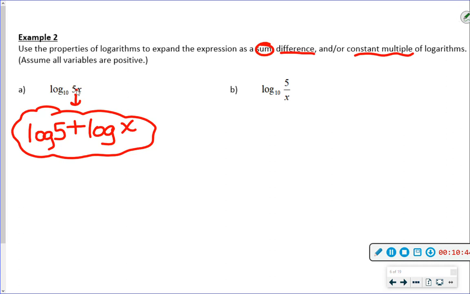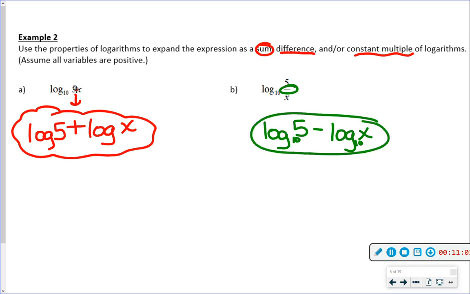I love it. Quotient expands to subtraction. So log of the numerator minus log of the denominator. And again, since it's base 10, I just didn't put the tens on. You can put the tens on, doesn't matter. Common log, don't have to have the tens on. Too easy, love this stuff.